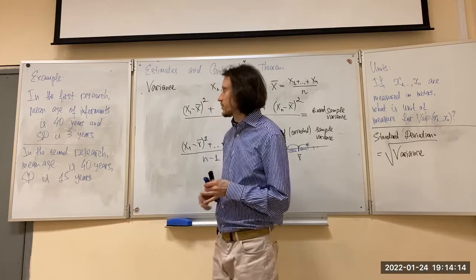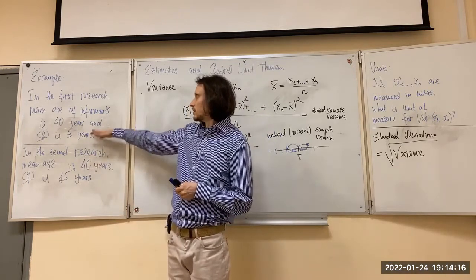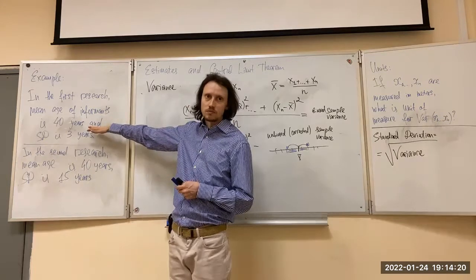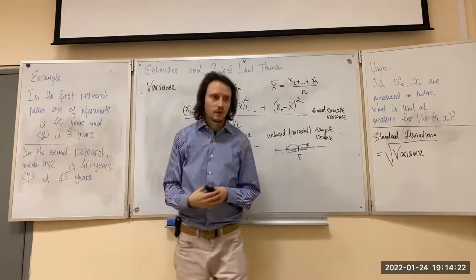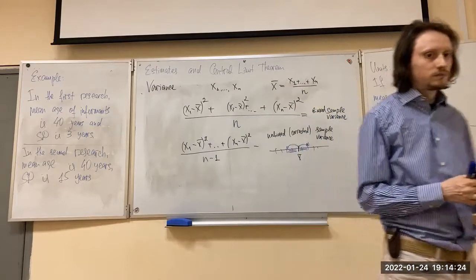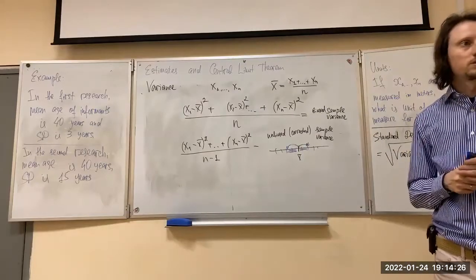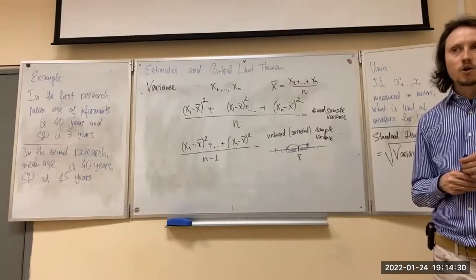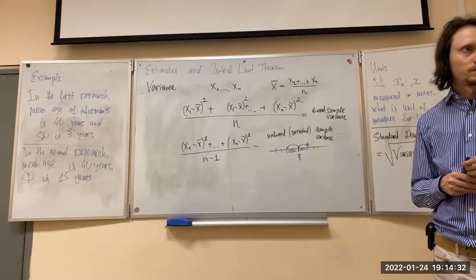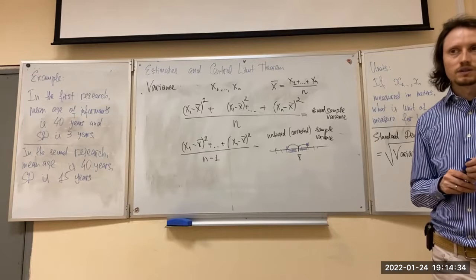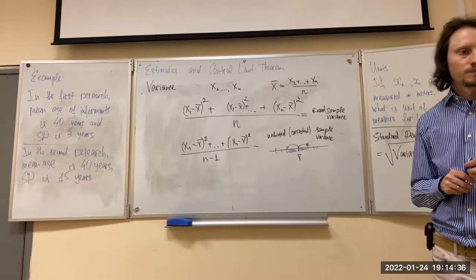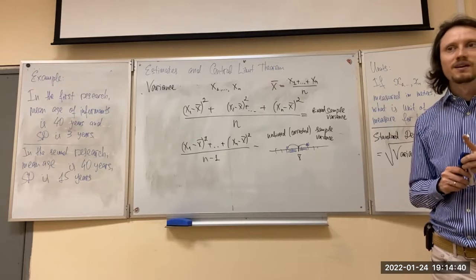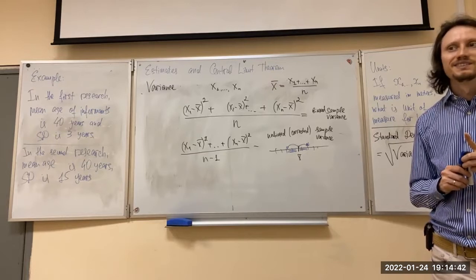So in both researches, the average age of informants is 40 years. But how does this research differ? Who are the main objects of the first research and of the second research? Anybody else?